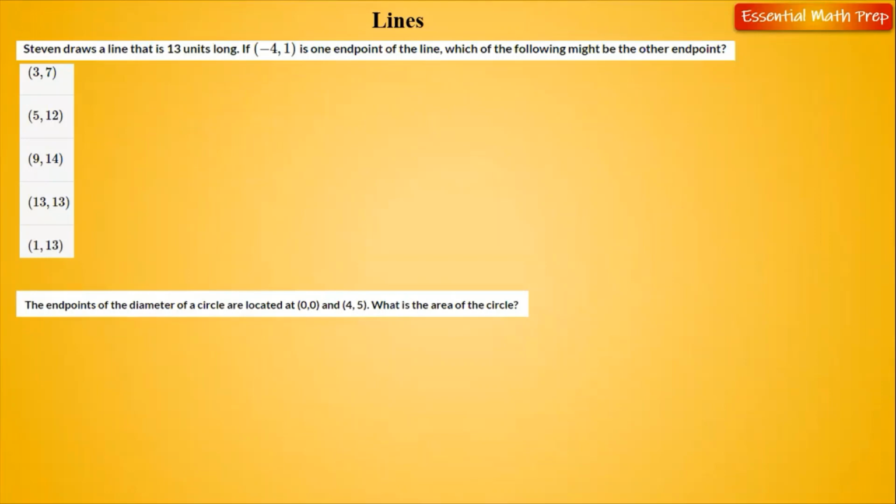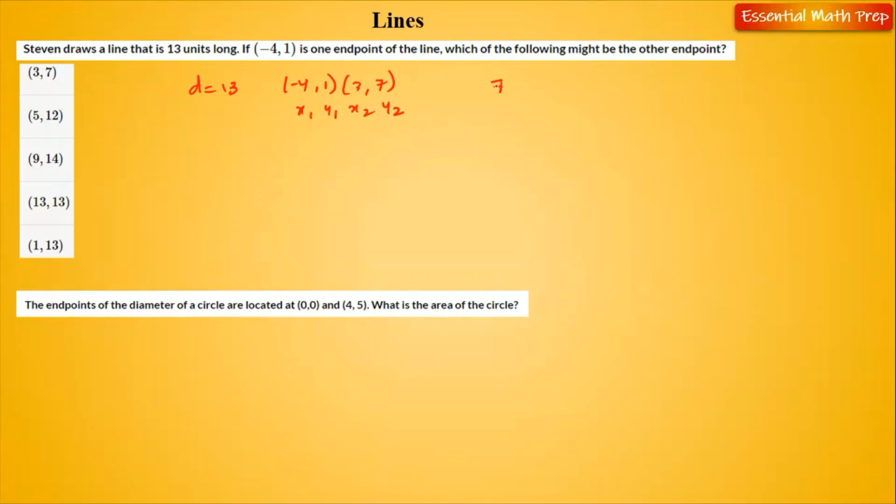All right, Steven draws a line that is 13 units long. If -4, 1 is one endpoint of the line, which of the following might be the other endpoint? Well, is there one easier way to do this, to find what would give you a distance of 13? Essentially, I think you have to do the long way out, which is assume these are the ordered pairs for each case, and then solve the problem.